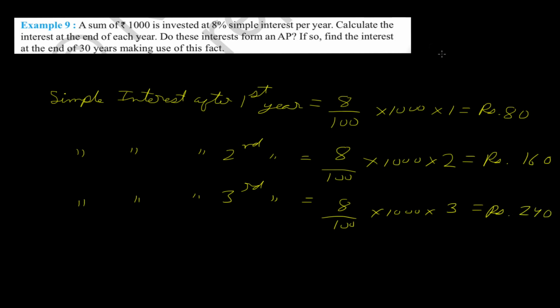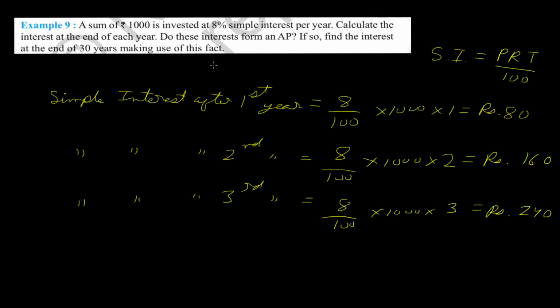One simple formula, if you want to write this in terms of a formula: simple interest is equal to whatever is your principal amount, P, multiplied by the rate and the time you have invested, divided by 100. This is your formula for simple interest, what we wrote here.